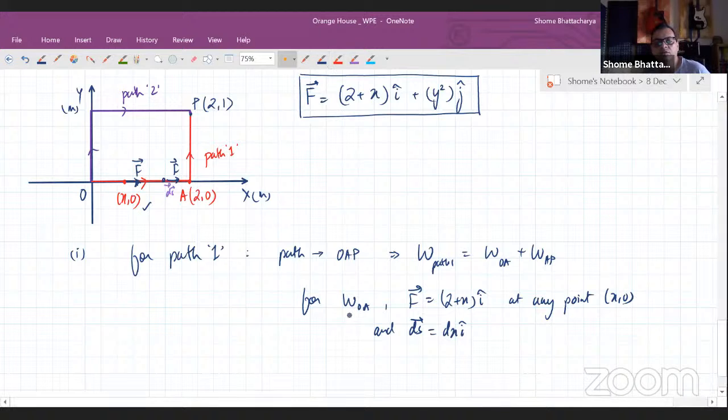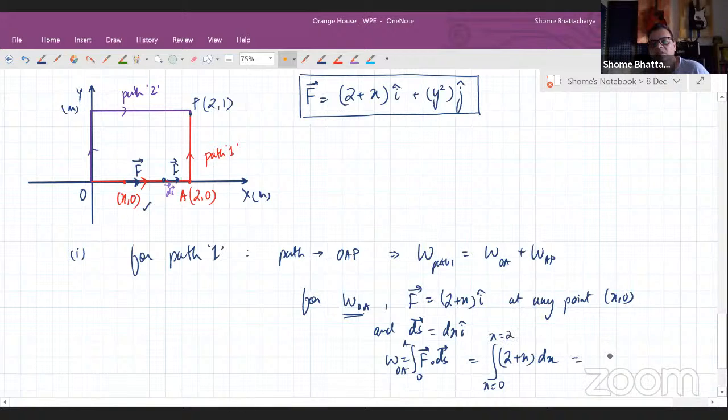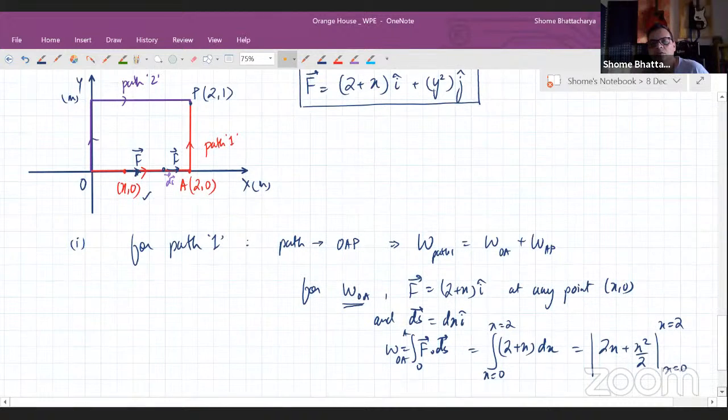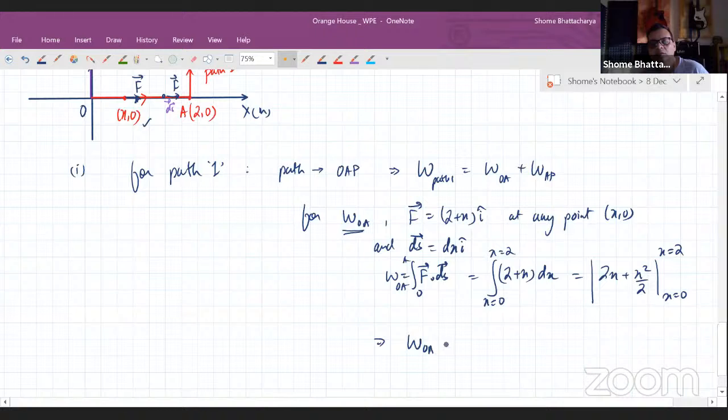So you can see that for this part O to A, the work done, which is the integral of F dot ds, just becomes the integral of (2 plus x) dx, from x equal to 0 to x equal to 2. This integration is very simple. It is 2x plus x square by 2, and on that we put the limits x equal to 0 to x equal to 2. So the work done in the part OA is 6 at the upper limit minus 0, so it will be plus 6 joules. This is the work done in the part OA.